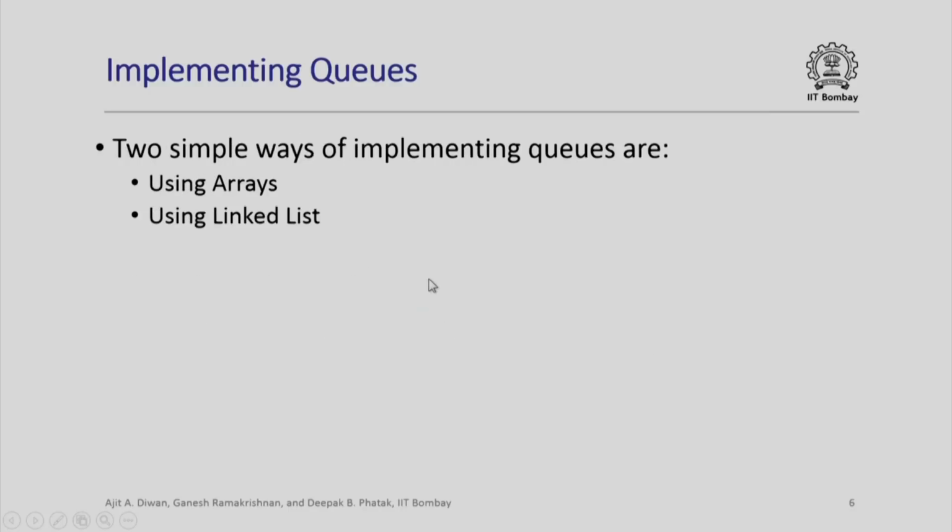Once again, we will be discussing two simple ways of implementing queues, one using arrays and another using linked lists. We have already seen how to use these two structures, arrays and linked lists, to implement stacks. So, you will have no difficulty in understanding how queues are implemented using these two structures. We shall see these implementations in the two subsequent sessions.